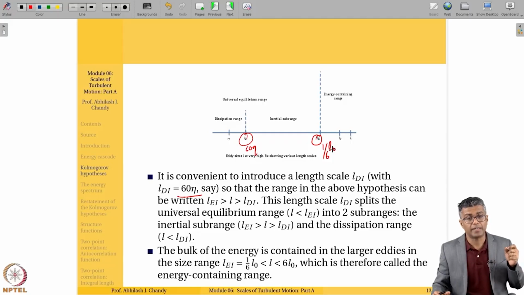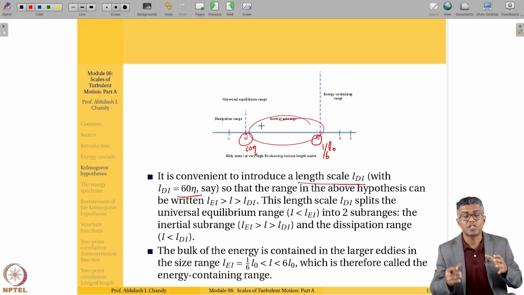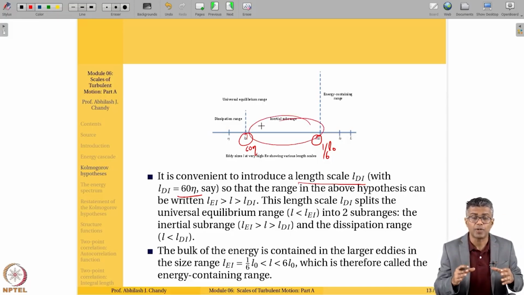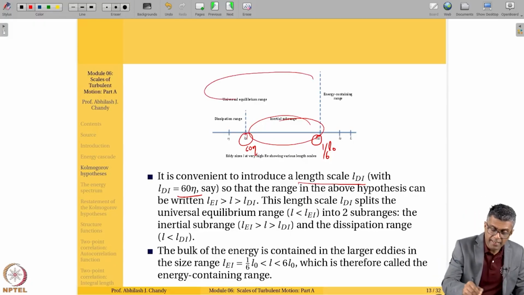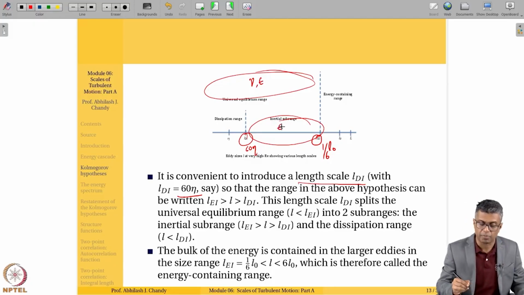Let's call the demarcation length scale LDI. So let's introduce a length scale LDI so that the range in the above hypothesis can be written as L greater than LDI, whereas it is less than LEI. Everything in here is this universal range that is uniquely determined by epsilon and not viscosity. This entire range is determined by mu and epsilon, whereas this range here is only determined by epsilon.